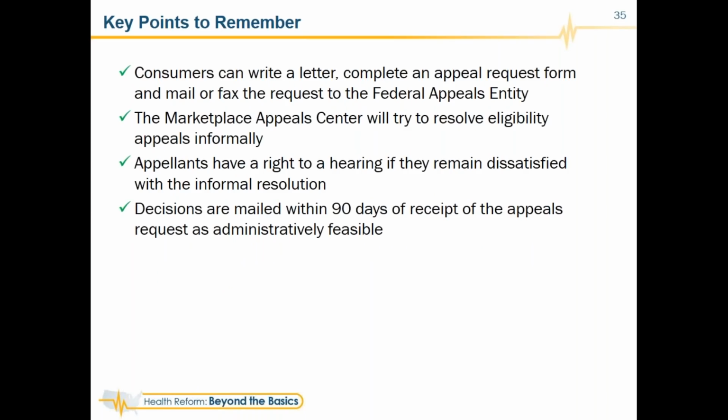When a consumer wants to appeal, they can write a letter or complete an appeal request form, filling out that fillable PDF, but they do have to mail or fax it in. They cannot do it over the phone, and they cannot do it by email.